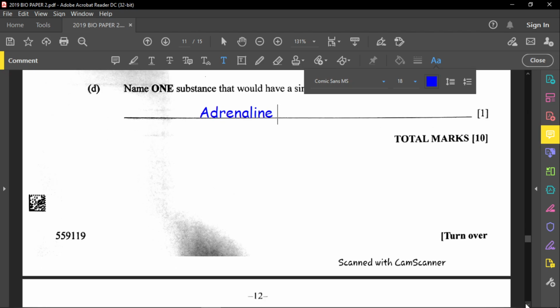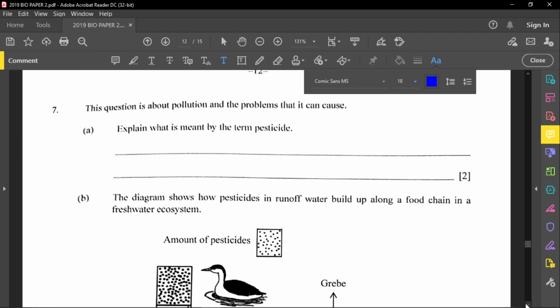All right, so let's go to our next question, question number 7, and we are almost out of here. So question number 7 says, this question is about pollution and the problems that it can cause. Explain what is meant by the term pesticide. So when we talk about pesticides, pesticides are chemicals, okay? So a pesticide is a chemical used to control pests, okay? So a pesticide, let's put it right here.